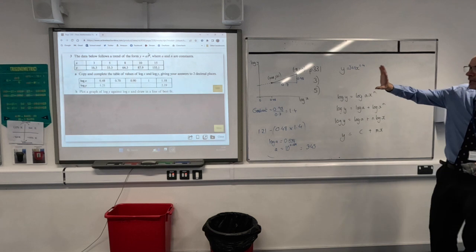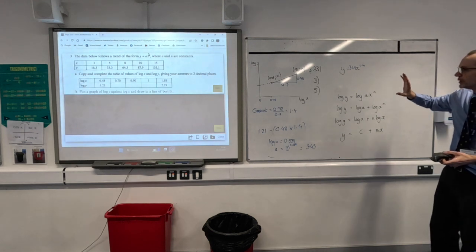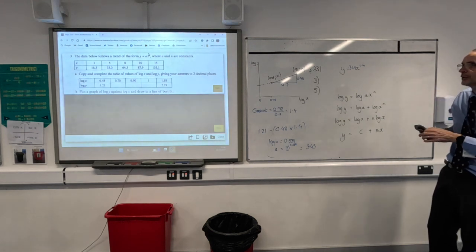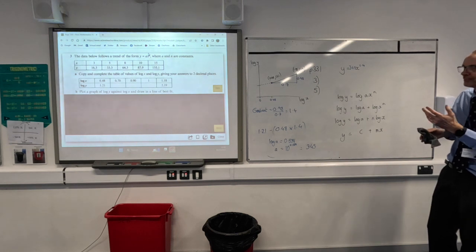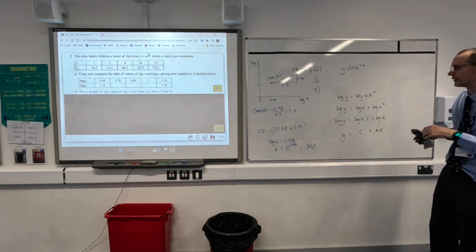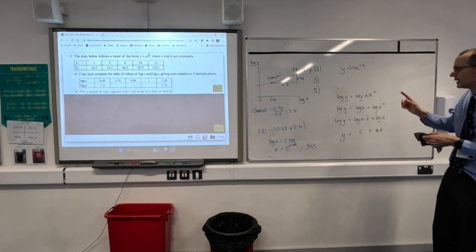So I've worked out the power relationship by just plotting 2 points. We're assuming it's a straight line. If we plotted all the points, we would have confirmed that it was. We're assuming it is. Question 5, very similar.